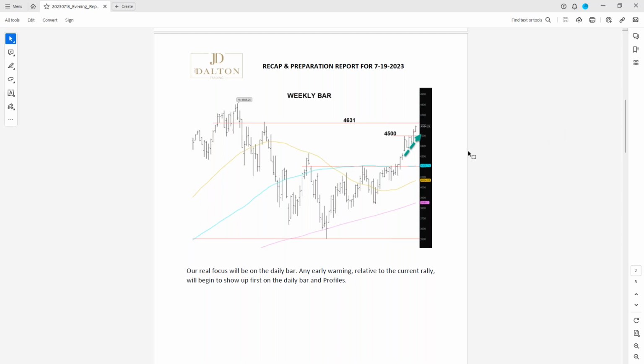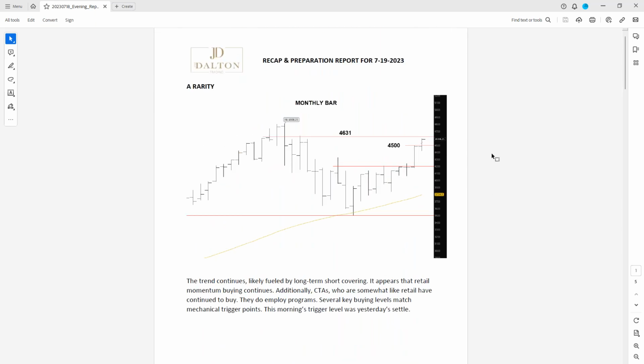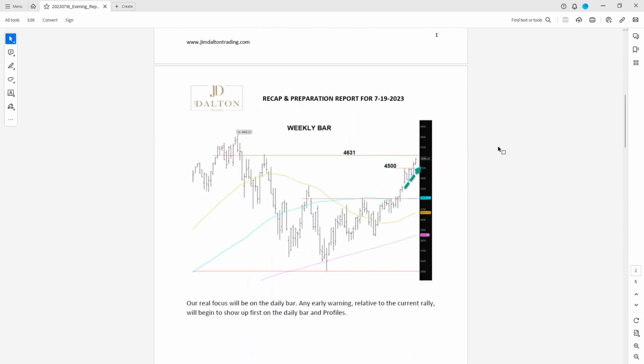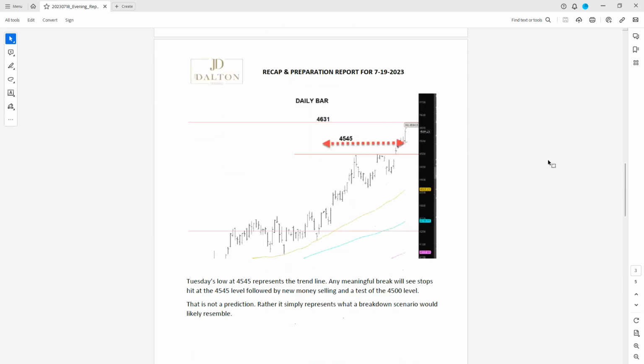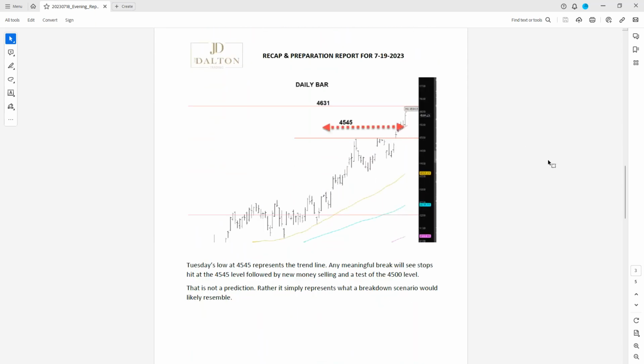Jim, do you want me to scroll down? Because we were on the monthly, which was the first page of the report. Since it's multiple pages, okay. I wanted to go down so that people could see. Okay, so here it is on the daily bar.